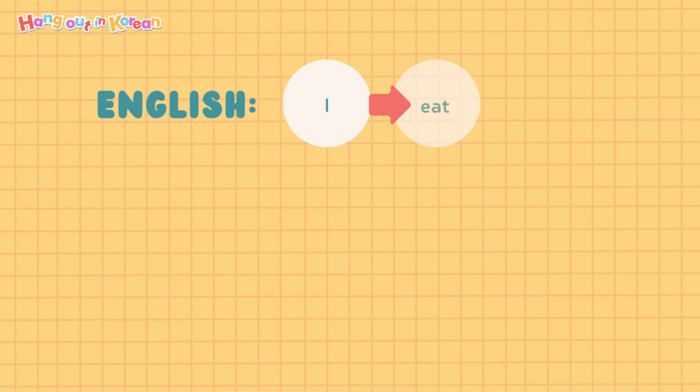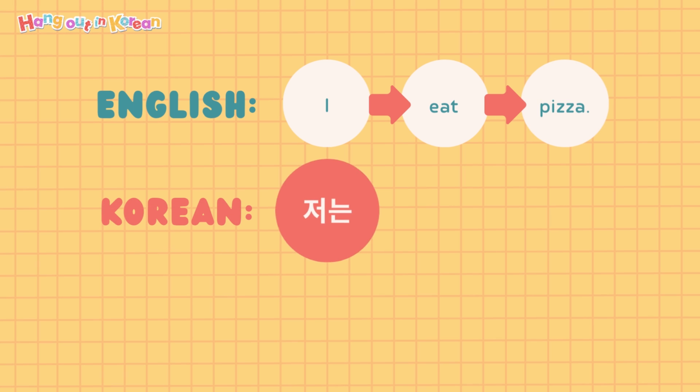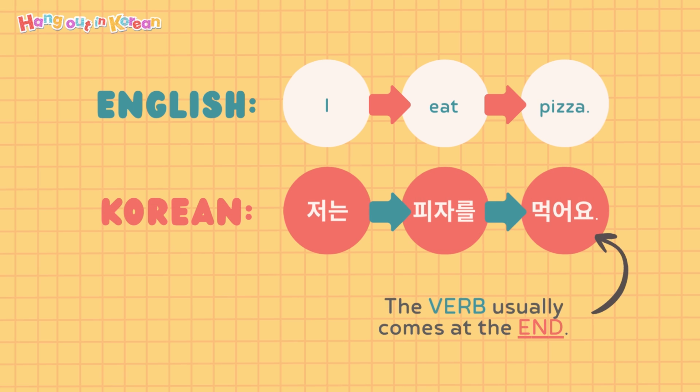I eat pizza. 저는 피자를 먹어요. The verb usually comes at the end. This gives us our first important pattern. In Korean, the verb usually comes at the end of the sentence.